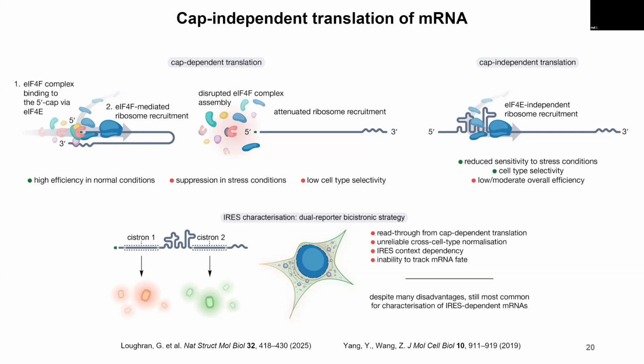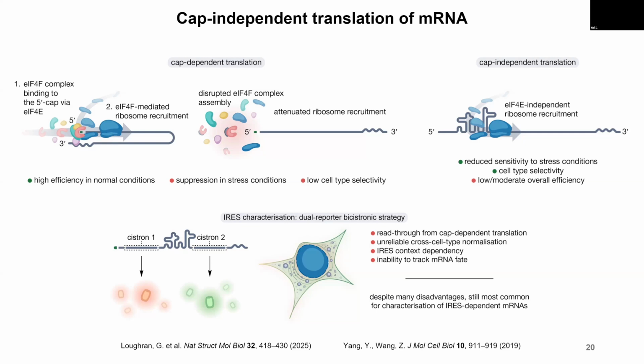It gives unreliable cross-cell type normalization because the cellular proteomes vary for different cell types. So the translation of the first cistron can also vary. Of course, despite getting a lot of fluorescent molecules, they're not attached to the mRNA, so we cannot directly track the mRNA fate.